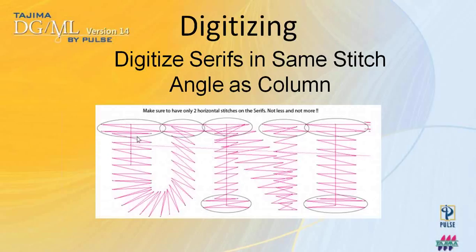All right. And again, remember the minimum satin width that we recommend is 1 millimeter. So if you would do that here in 1 millimeter, you would basically chop off a good part of the letter U, and at the end of the day it doesn't look good. All right, so keep the stitch angle the same as in the column stitches.